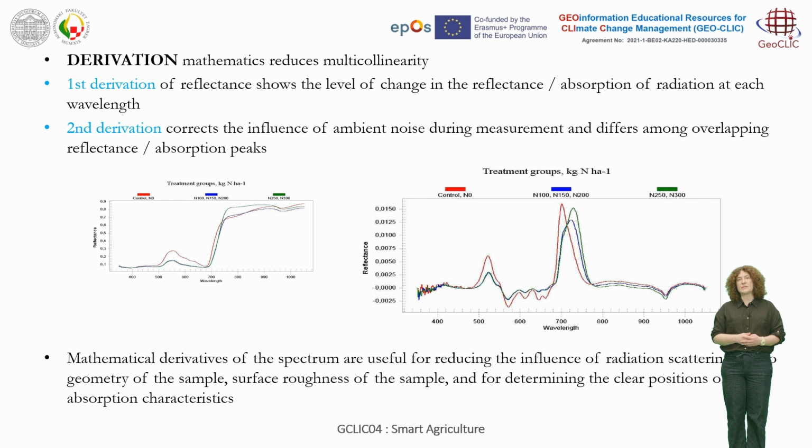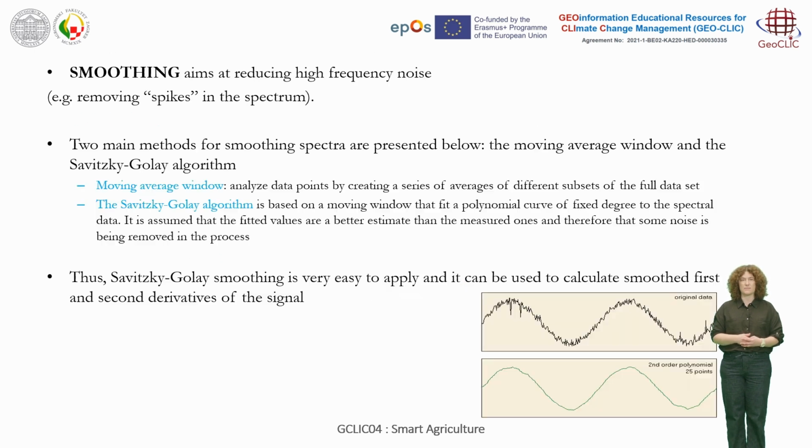Here is the first derivation, mathematics which we use to reduce multicollinearity. First derivation shows the level of change in the reflectance or absorption of radiation at each wavelength, and it is more pronounced when you use first derivation. Second derivation corrects the influence of ambient noise during measurement and differences among overlapping reflectance peaks. Mathematical derivatives are useful for reducing the influence of radiation scattering due to the geometry of the sample and surface roughness of the sample, and to find clear position features.